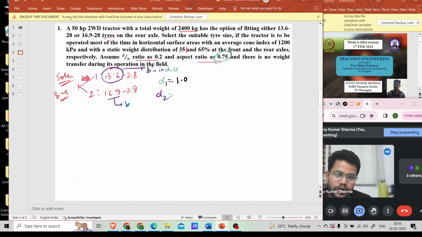So what basically you have to do is 1.06 into 28, the ring diameter. You should multiply with 1.06. Then you have to add the section height, two times the section height, and section height is aspect ratio into section width, that is 13.6. This will all come in inches. You have to multiply this into 0.0254 to get it in meter.